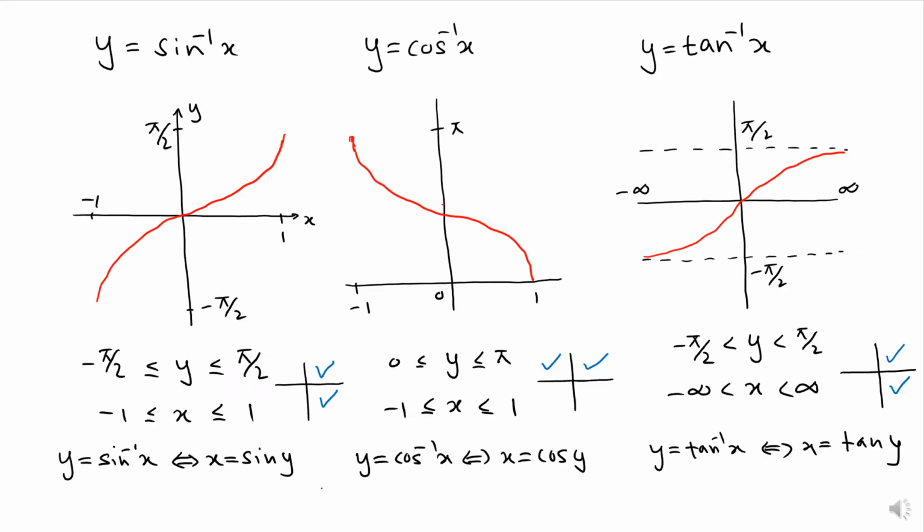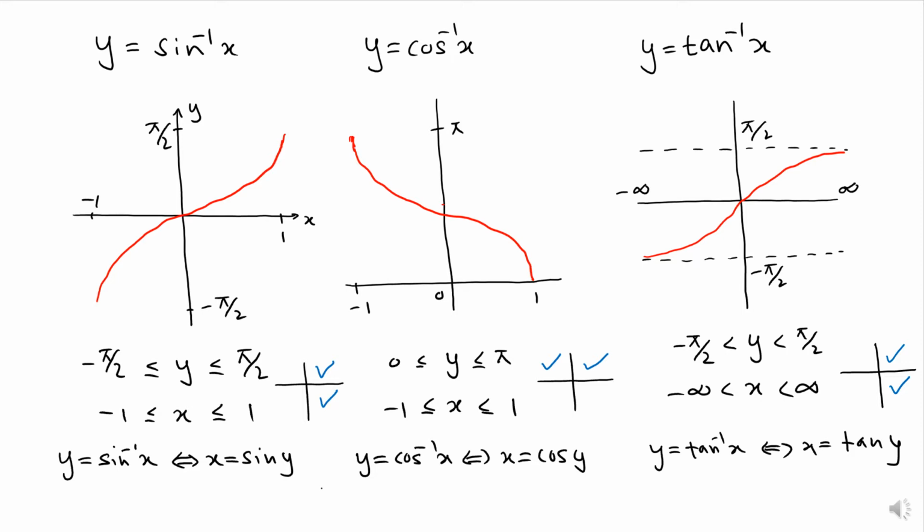We know there are three inverse trigonometric functions. There are actually six, but these are the three basic ones: sine inverse, cosine inverse, and tan inverse. These are the graphs. You can see that the range of sine inverse is from negative pi over 2 to pi over 2. This is one way to define it. You can define this also in different ways, but this is the most common way to do it.